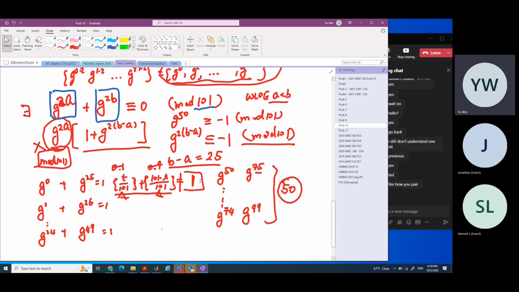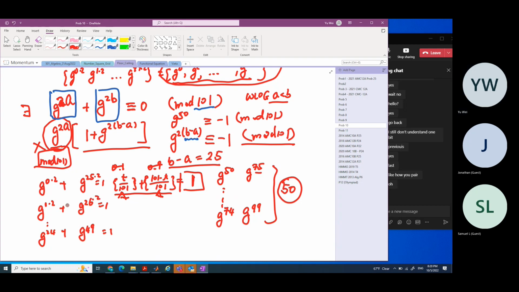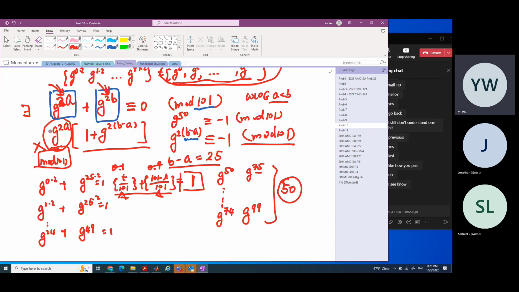Like how we pair. Did you see, once the b minus a... I'm sorry, it's 0 times 2 pair with 25 times 2, 1 times 2 pair with 26 times 2. Did you see g of 2a and g of 2b must be paired now, right?